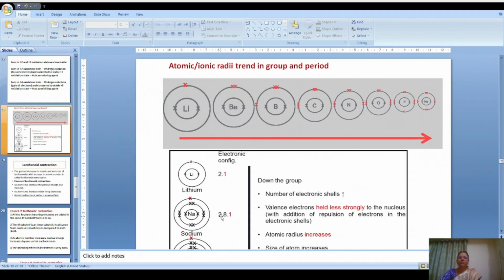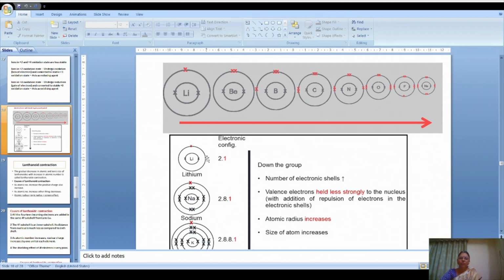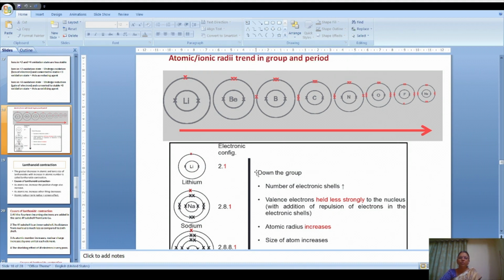Now about the trend of atomic and ionic radii in group and period. As we know, down the group the number of electronic shells goes on increasing, and as the number of electronic shells increases, the valence electrons are held less strongly by the nucleus, and because of that we can see the atomic radius increases. So this trend is observed in atomic and ionic radii down the group.